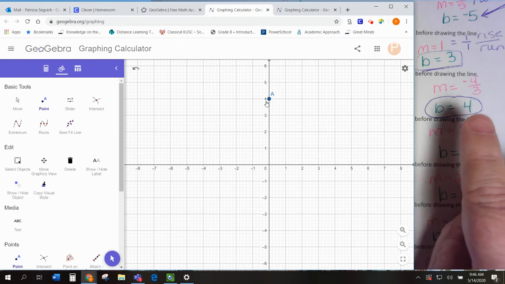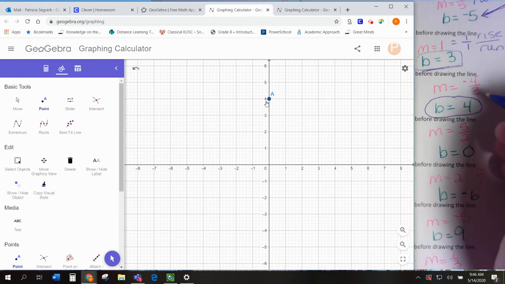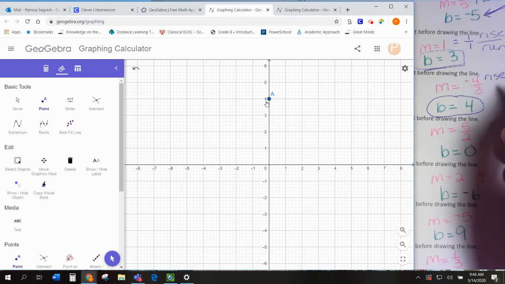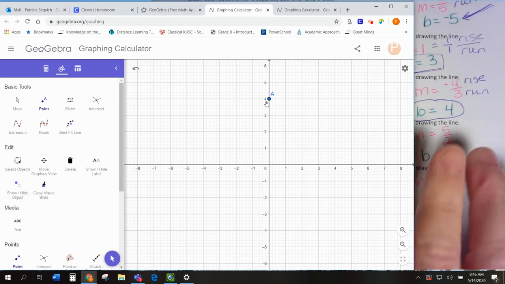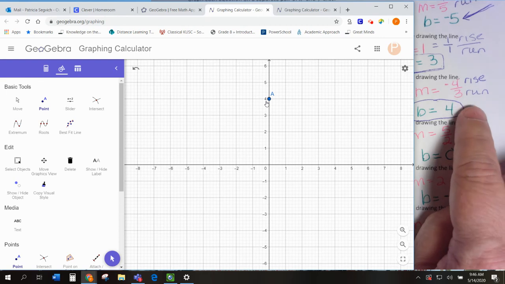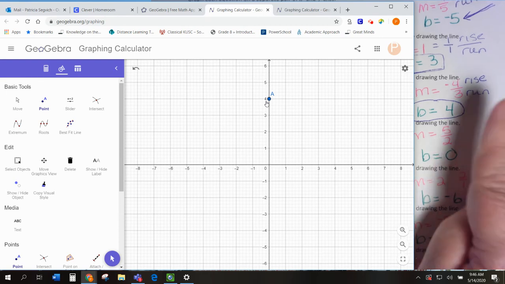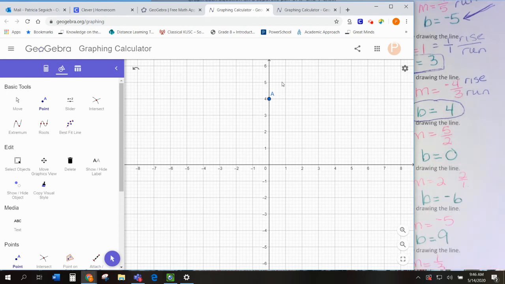And our slope is negative 4/3. Negative 4 is our rise. Because it's a negative, we're going to be going down, right? Our rise is negative, and then a run of 3. We always go to the right. So we're going to go down 4 and over 3, starting at the point we just plotted, our y-intercept.